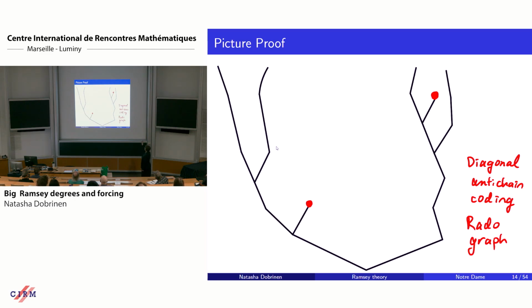Okay, and then after that, you choose a diagonal antichain, as in Laflamme-Sauer-Vuksanovic, coding the Rado graph inside of the universal graph, and then showing that your bounds were optimal.